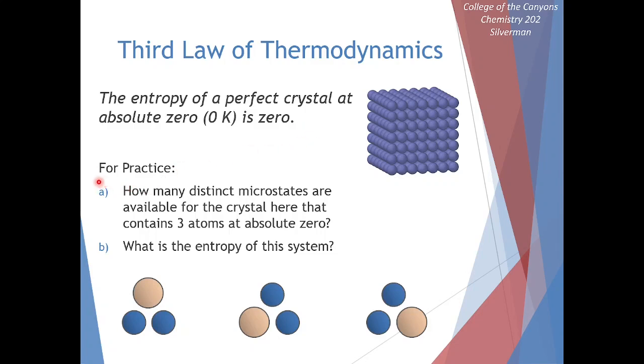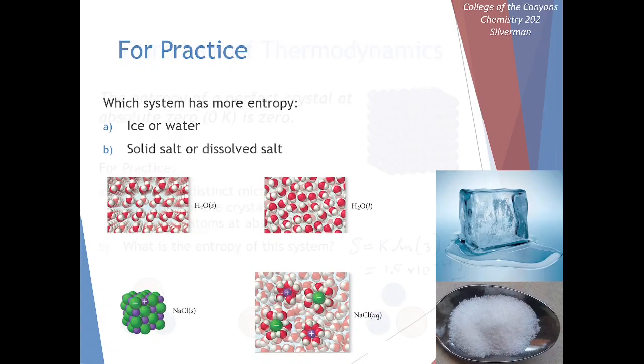We have a practice problem here. Really, it's the example I drew before, but with perhaps better pictures. How many microstates are available for our crystal? Well, with one unique atom in this triangle of 3 atoms, there's 3 places to put it. We're going to have exactly 3 microstates. Based on this, we can calculate our entropy: 1.5 times 10 to the negative 23rd joules per Kelvin. We have our entropy equation if we can count up the number of microstates.